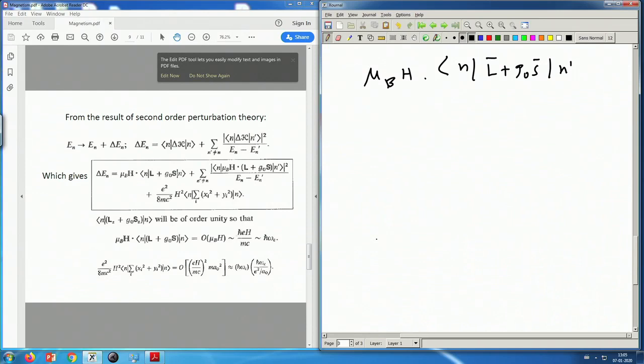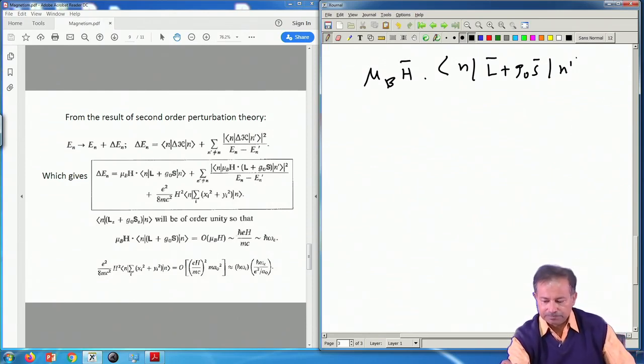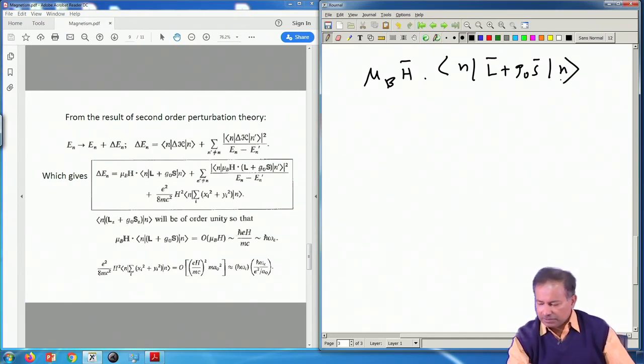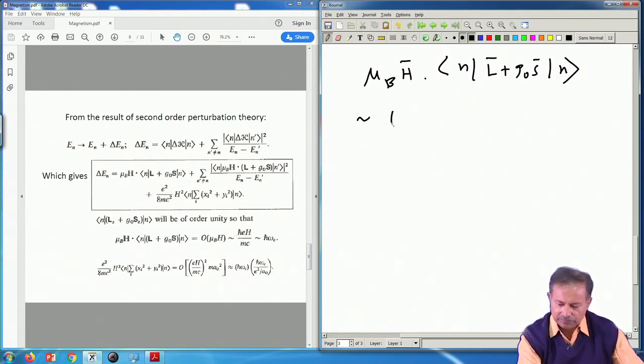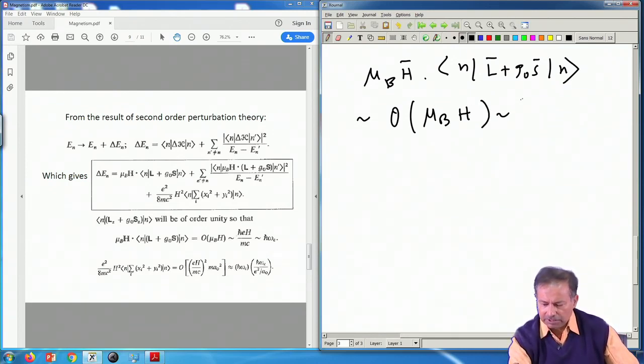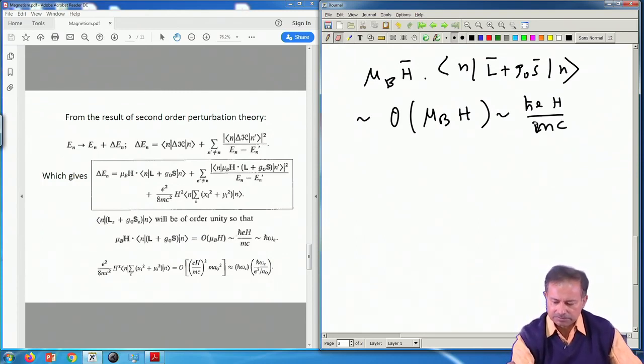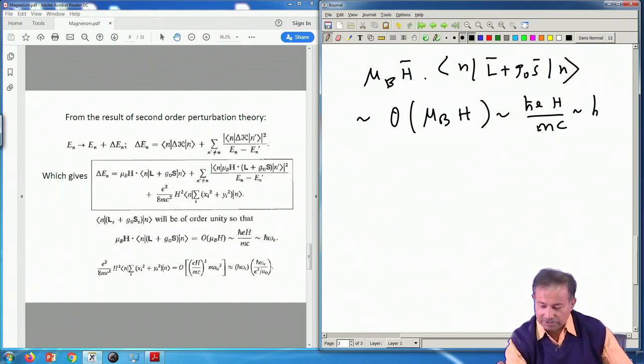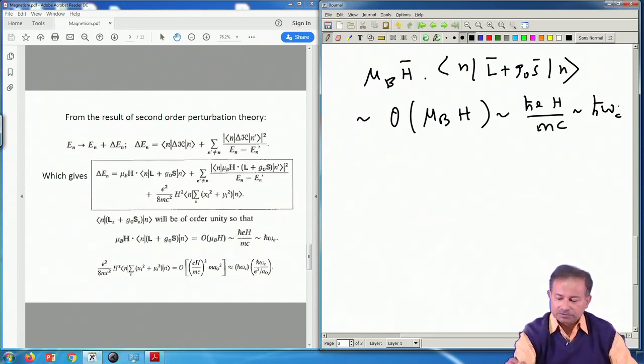Let us calculate this first order term. At least its order of magnitude you should know. This is the term that we are after now, and its magnitude, if you calculate, is of the order of mu B H, the magnetic field, which is h cross e H by m c. Let us forget the 2, this is an order of magnitude calculation. Remember your cyclotron frequency expression, e H by m c. So, this is the cyclotron frequency omega c.